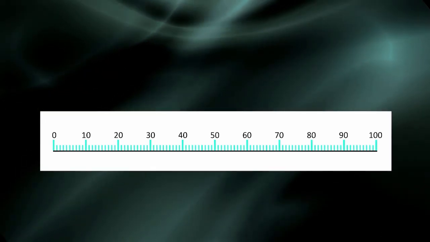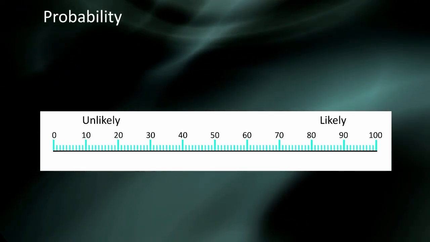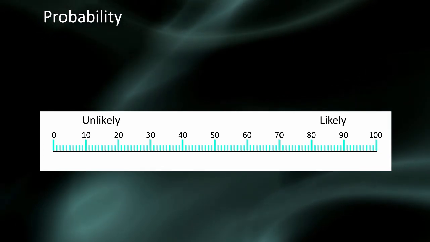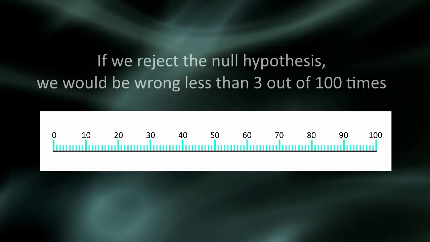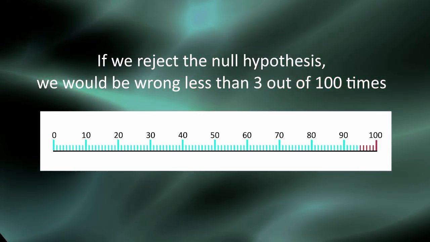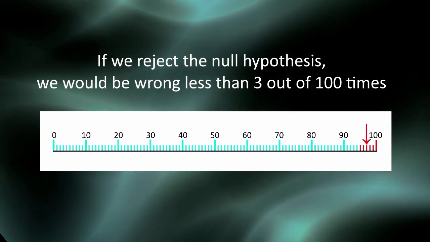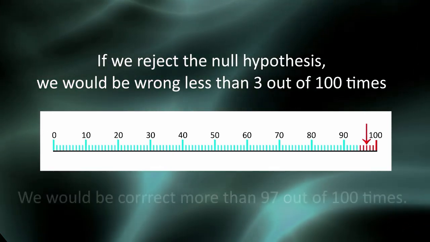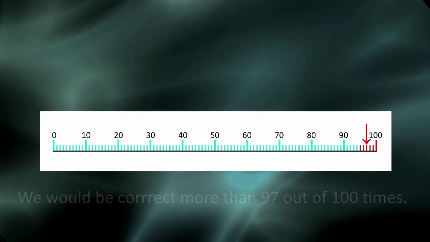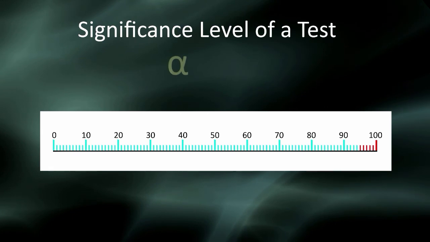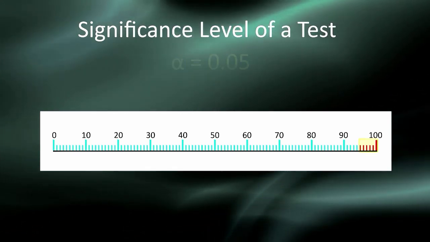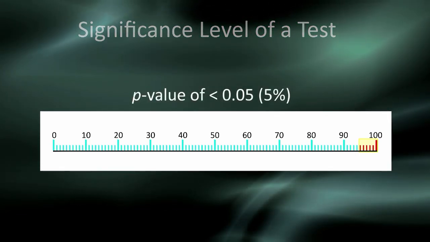If we look again at the number line of probabilities, we can translate this finding in the following way. If we reject the null hypothesis and say that there is a difference between the average number of cigarettes smoked per month among young adults with and without depression, we would be wrong fewer than 3 out of 100 times. We'd be correct more than 97% of the time. Based on the standards of science, this is a level of certainty that gives us confidence in saying that there is a significant association between smoking and depression among current young adult smokers.